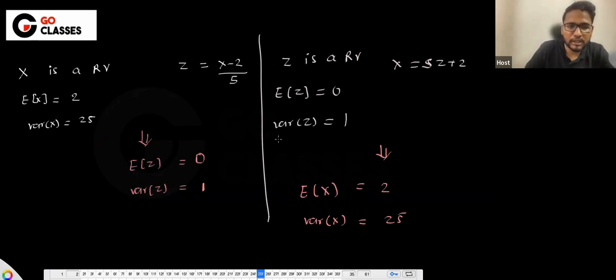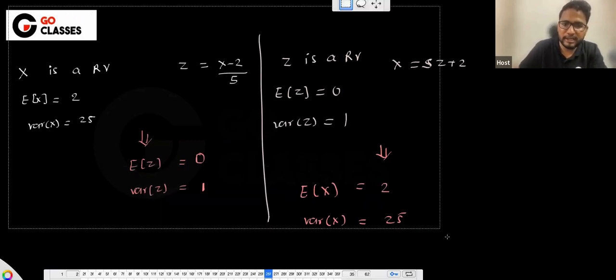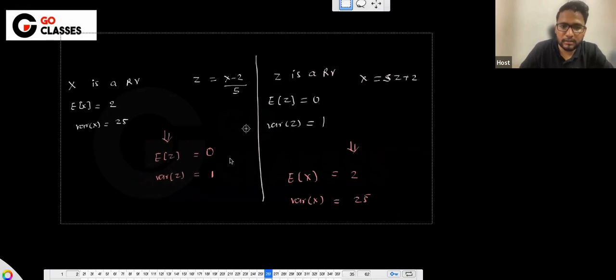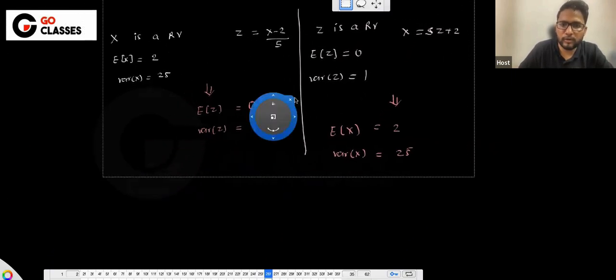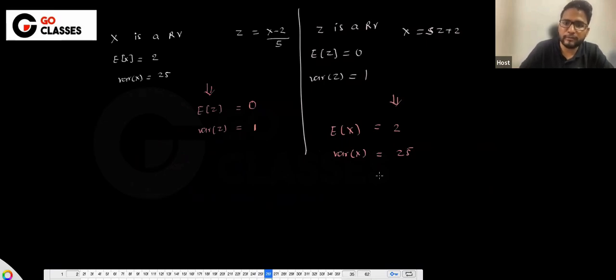Now, if you notice, these are the two random variables. X has this expectation and variance, here also x has this expectation and variance, and z has this expectation and variance, and here also. We will be using it later, but I'm telling you in advance that in the normal distribution it is actually important that we will be changing x and z interchangeably.